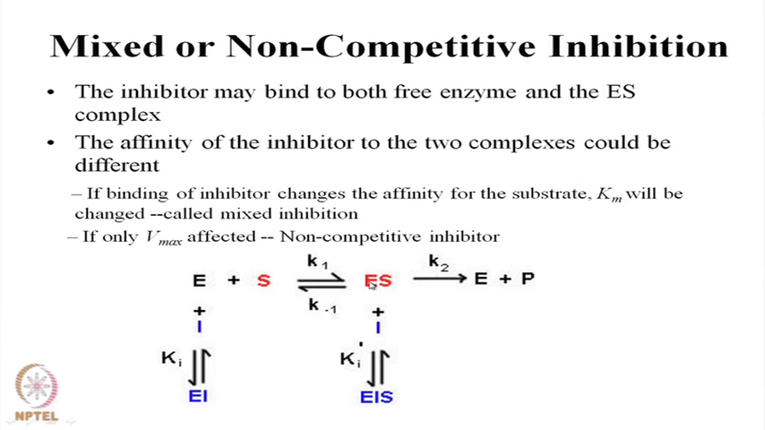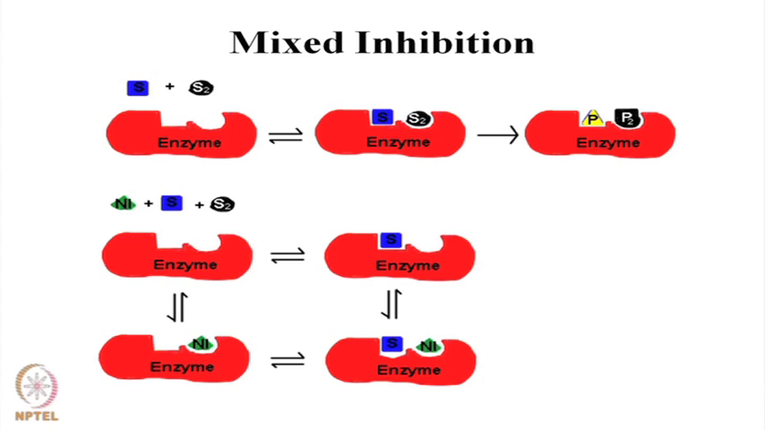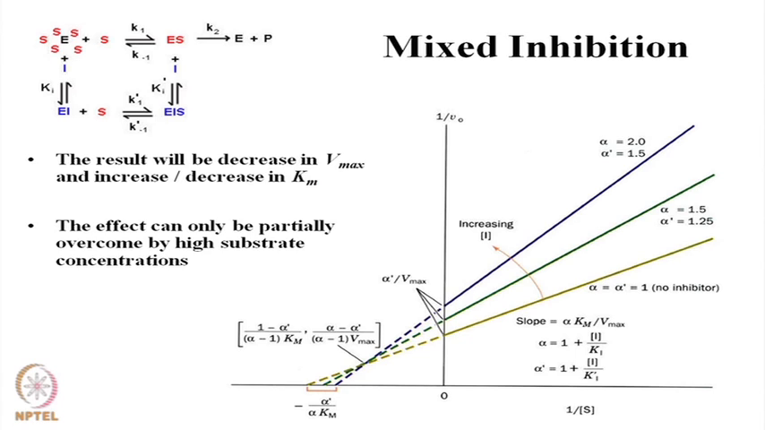Only the enzyme substrate channel can give rise to enzyme plus product. So, probability-wise, free enzyme substrate is reduced and the reaction rate is lowered. So, it is called mixed inhibition. So, this is the scheme: enzyme plus substrate giving rise to enzyme substrate, then product plus enzyme.